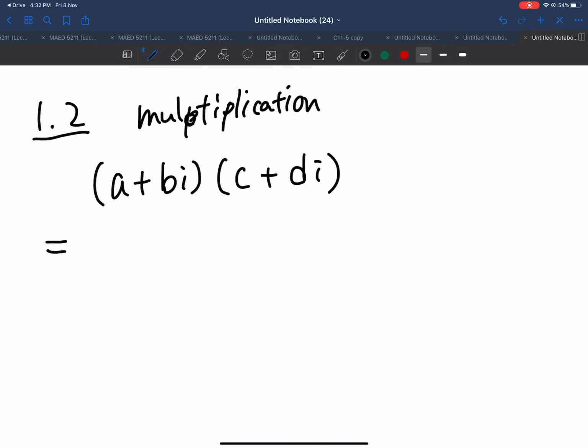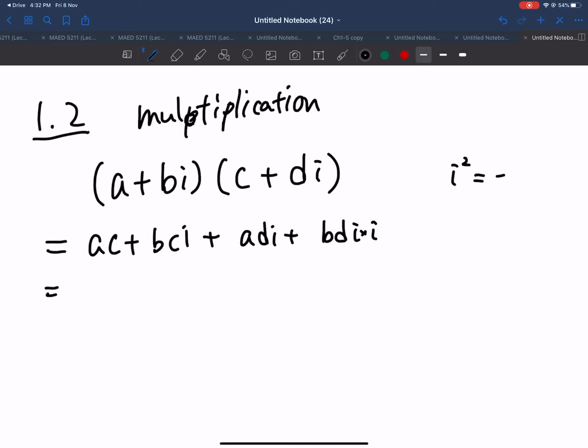I'll give you the multiplication. I'll give you a general case here. What we do is just consider i as an unknown. You have learned it before, okay? And then just remember i squared is negative 1. So the final answer should be AC minus BD plus (BC plus AD)i.